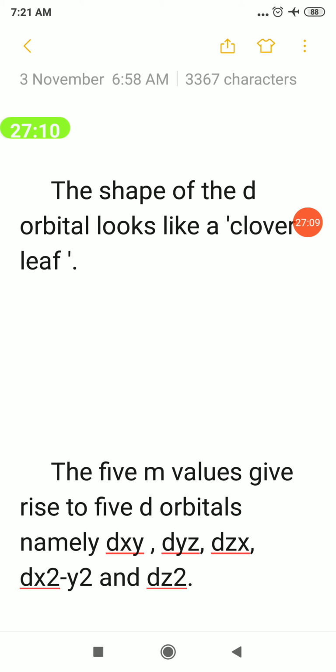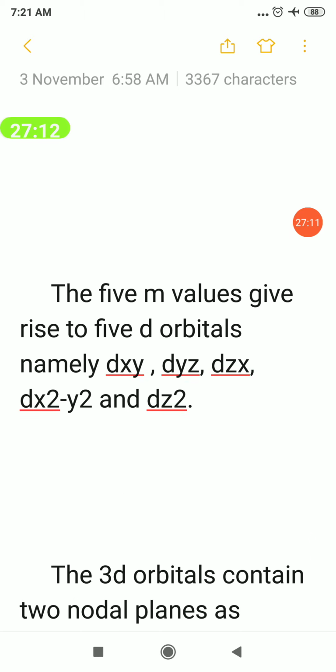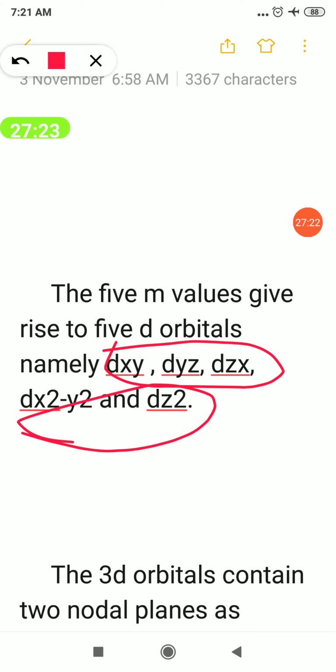Okay, so 2 different sets I have told you. One is axial and one more is non-axial. These three, dxy, dyz, dzx, are non-axial, whereas the remaining 2 are axial orbitals.